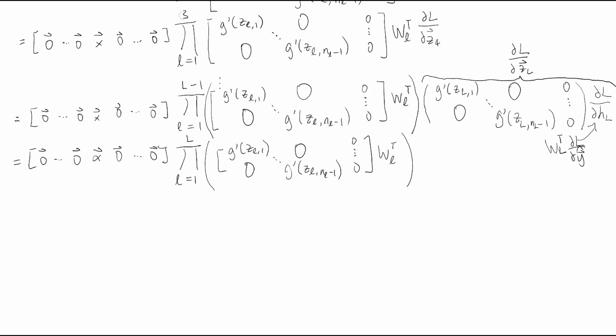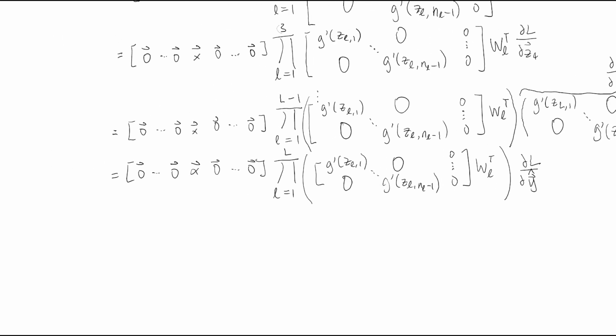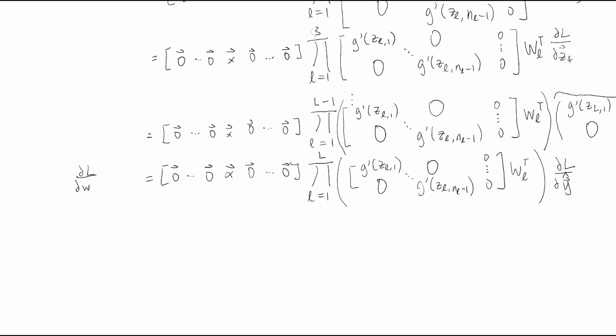So all of this is inside a product, and then the only thing that we haven't covered is partial L partial Y hat. So that is actually going to be the gradient of the loss function with respect to a row of weights that are multiplying directly the input. So that would be W0, the jth row. Okay, so over here we have the jth column. So basically, if you want to compute the gradient with respect to a row of the first set of weights, it's going to be this matrix with mostly zeros multiplied by a product with a diagonal G prime matrix times the other weights, and then finally times the gradient of the loss function with respect to the model output.